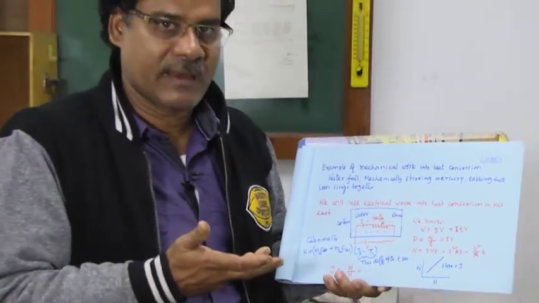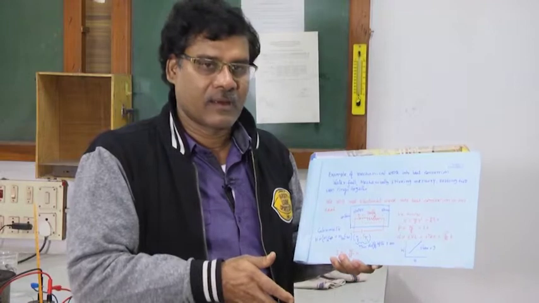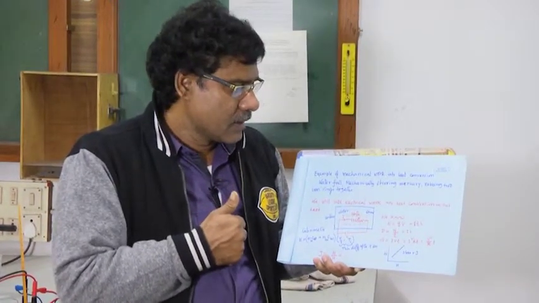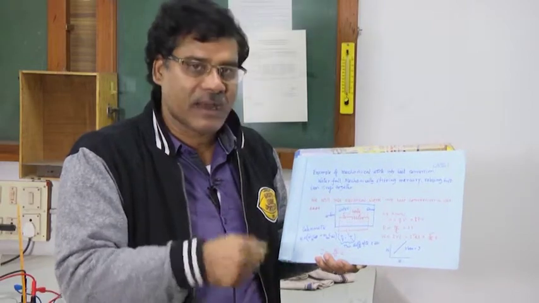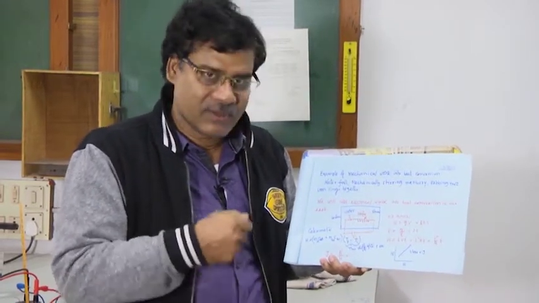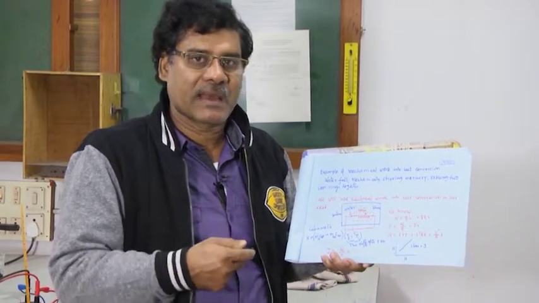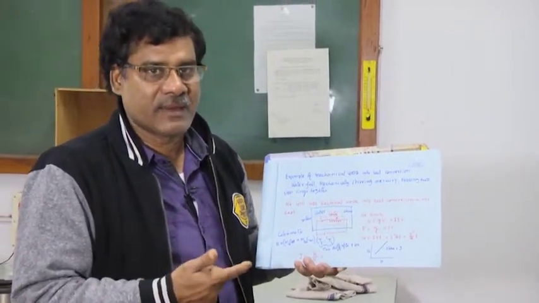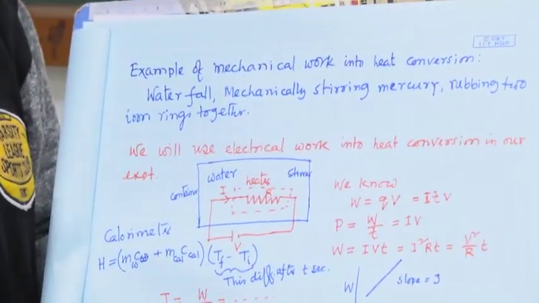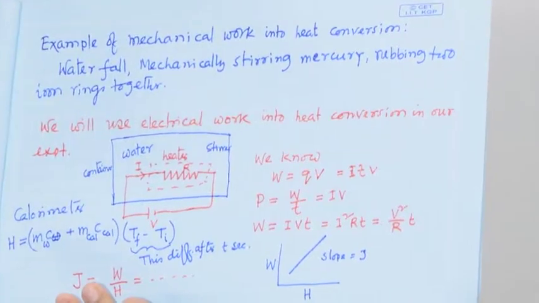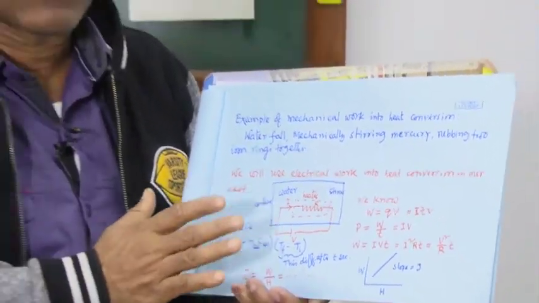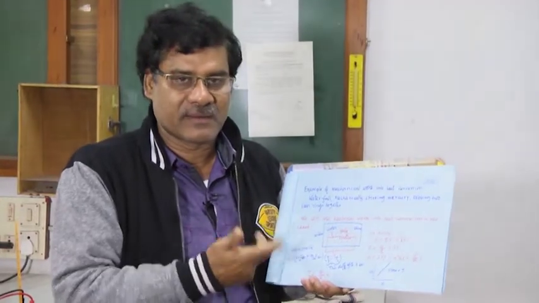So it is expected that the temperature of the water falling down will be different from the water at the top of the mountain. Also mechanically, if you are stirring mercury, we can see the change of temperature of the mercury. You are doing mechanical work, and that mechanical work is converted to heat. Because of that heat, the temperature will change. And rubbing two iron rings together, or rubbing any two items, heat generates.